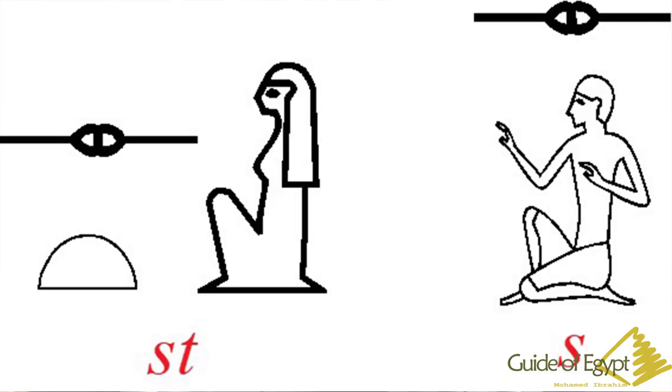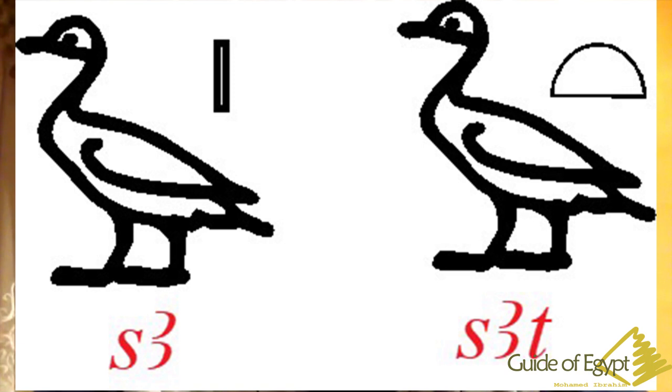S, man, means man. If we add T, it will be set. S, man, set, woman. Sa, son, son of, child. Sa, son. Sat, daughter.